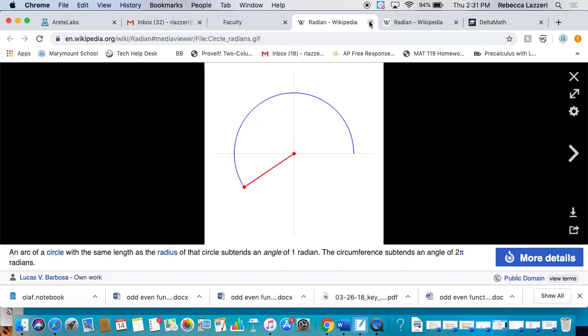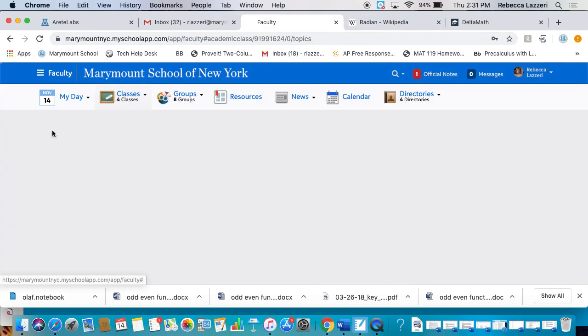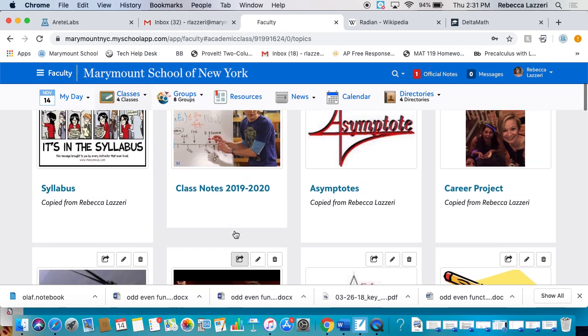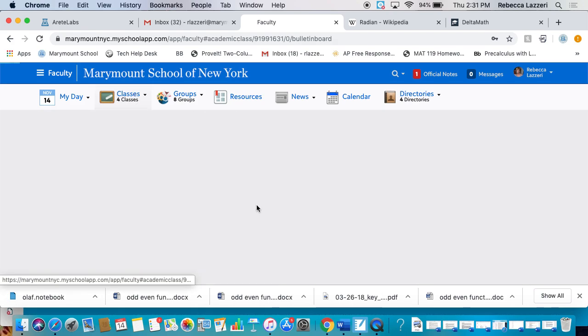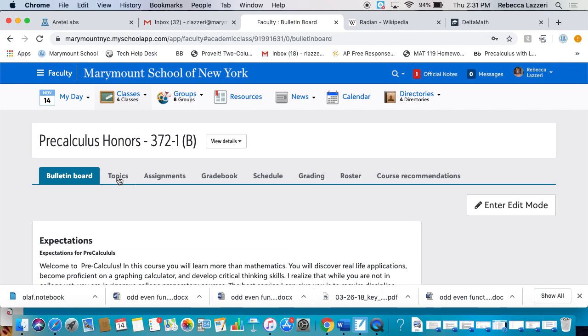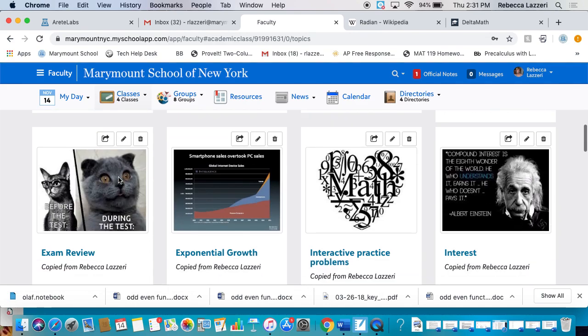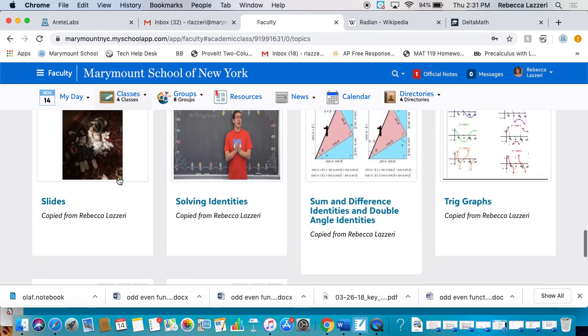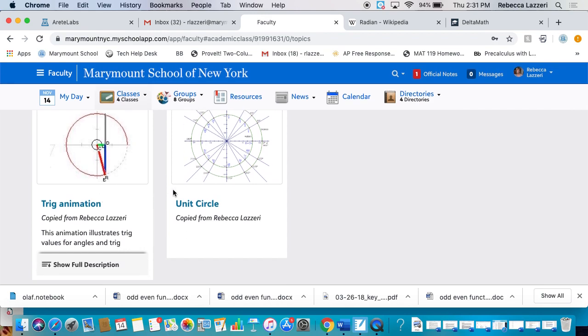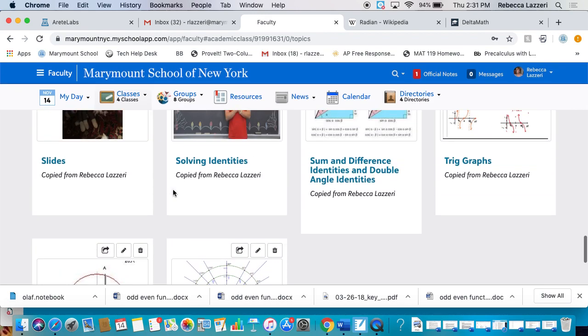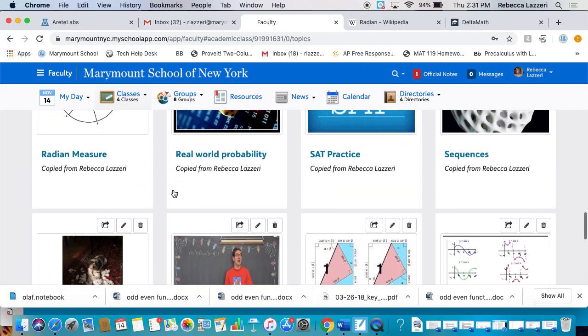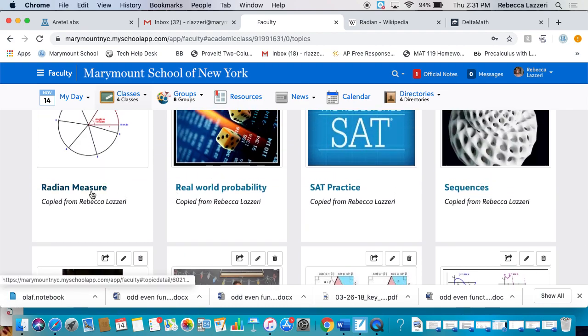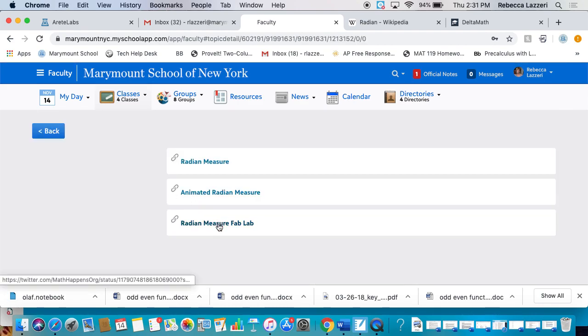Let's see if I can find it. I probably would have put it in radian measure, or maybe in my other pre-cal class. Somebody made a little 3D thing for it, a circle trig animation. Oh, here it is. Somebody went into a fab lab, not at our school.